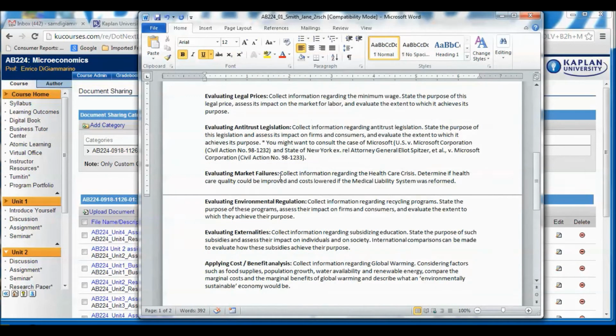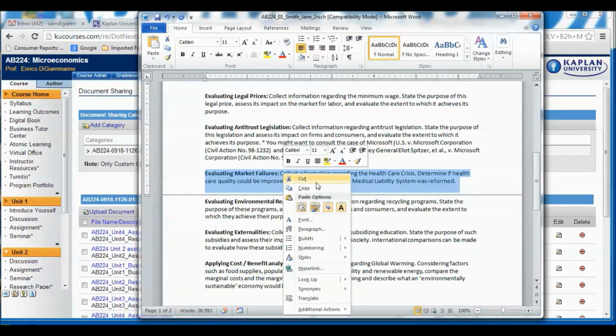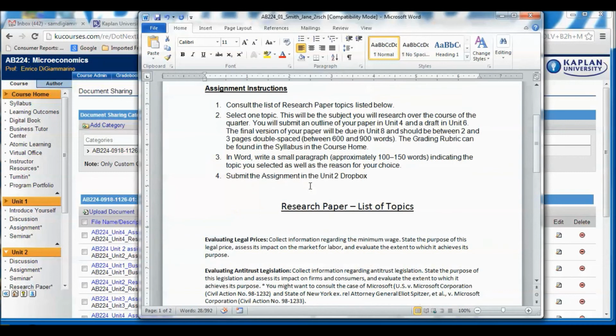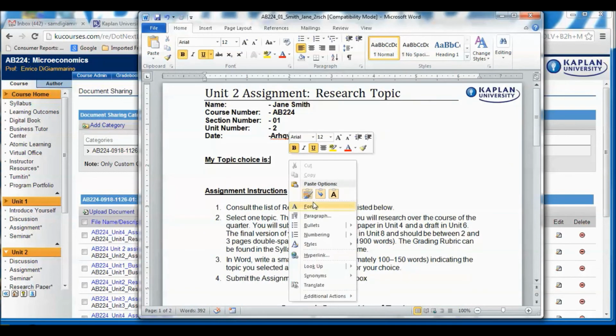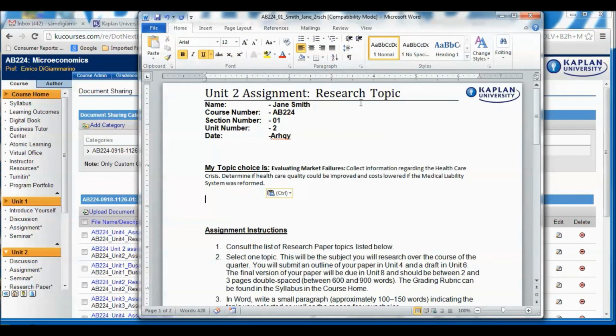And here's the list, there's 6 of them. Let's say I'm really interested in healthcare and the Obamacare plan and health. What I can do is just highlight that whole thing, copy it, and come up here and paste it. Now I can save this, and I'm ready to submit it to the Dropbox.